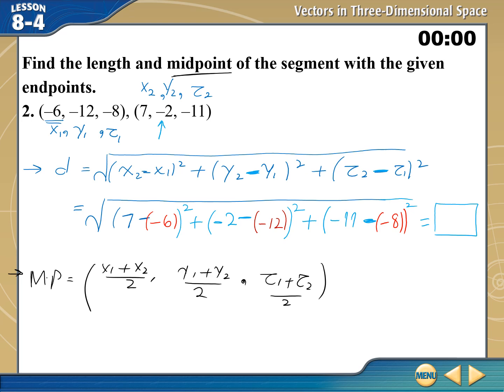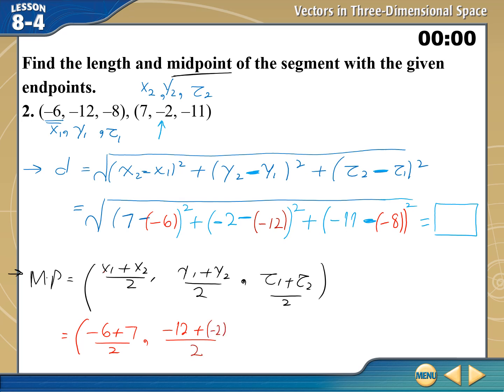Okay, so you already have labeled x1, x2, everything. So just put it here. What is x1? Negative 6. And this plus is here. What is x2? It's 7. And then divide by 2, comma. Now what is y1? y1 is negative 12 plus what is y2? It's negative 2. Okay, so it's negative 2, close, and divided by 2.